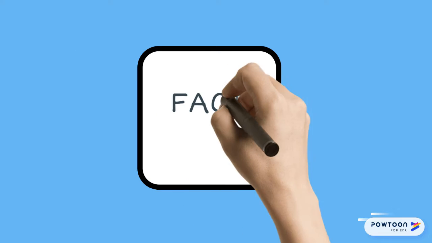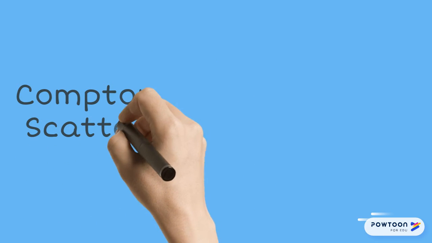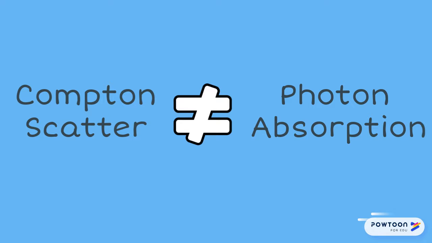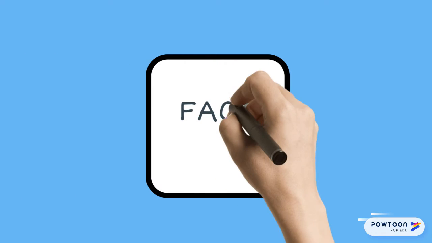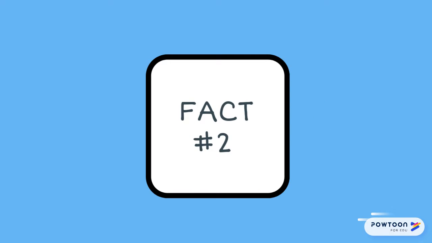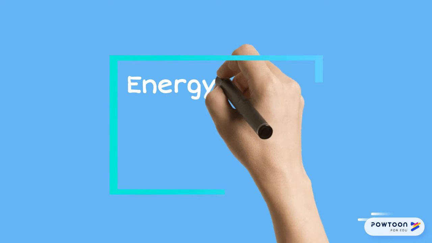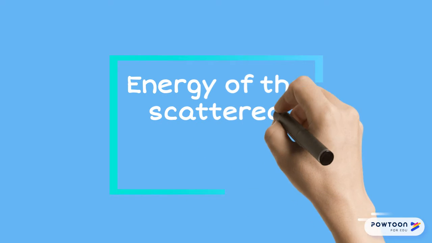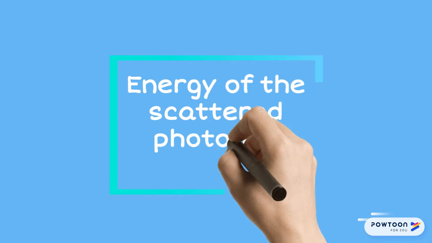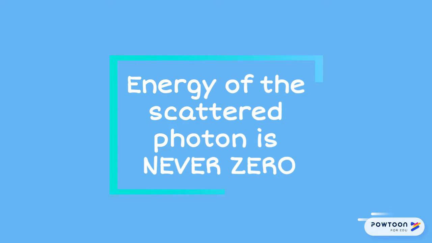Just to clarify, let's talk about a couple facts. Fact number 1. The photon isn't absorbed in Compton scattering as it is in the photoelectric effect. Rather, it is deflected. Fact number 2. The incident photon cannot transfer all of its energy to the electron in a Compton scatter interaction. The energy of the scattered photon is never zero.